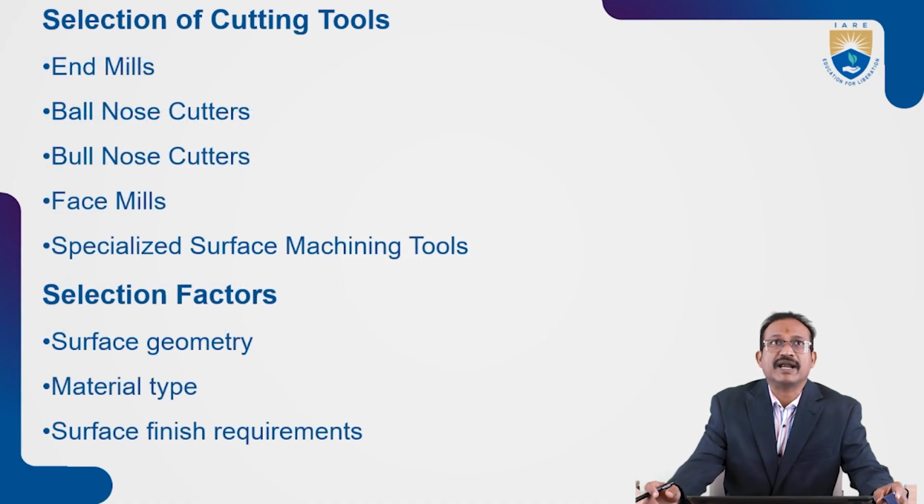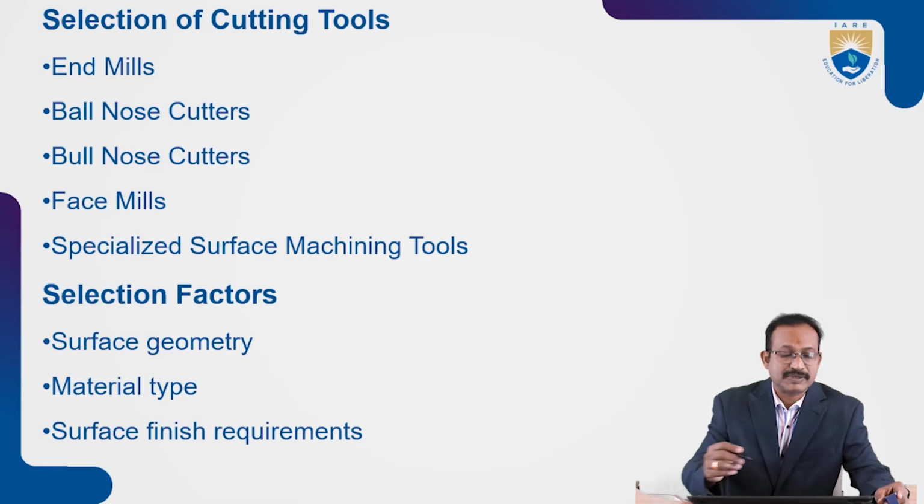Next, selection of cutting tools. End mills, ball nose cutters, bull nose cutters, face mills, and specialized surface machining tools. Selection factors include surface geometry, material type, and surface finish requirements.